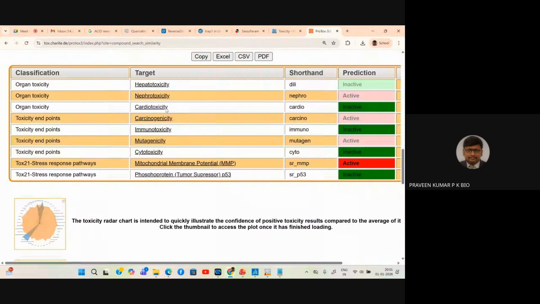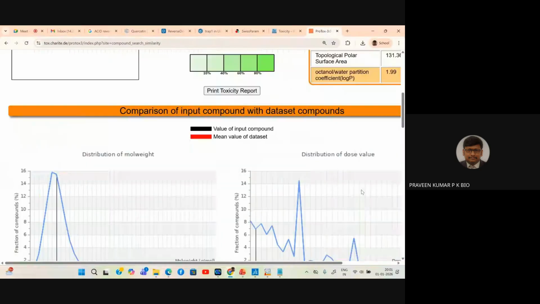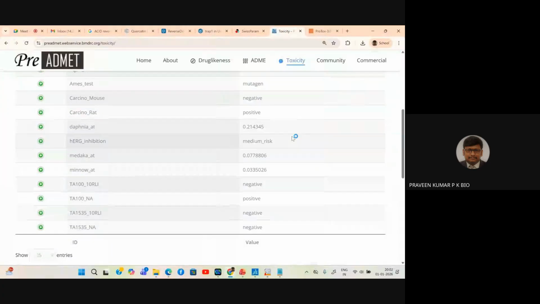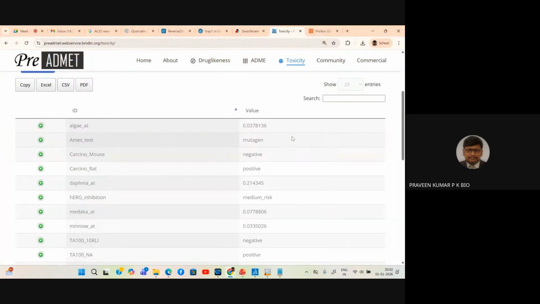But cardiotoxicity, no, nothing, nil effects. Carcinogenicity is there. We should not exceed the preferred dose. If we exceed, then it leads to carcinogenicity. Immunotoxicity, inactive. Like this, you can see about mitochondrial toxicity. It's going to target the mitochondria, the quercetin. So like this, you can find this information, and this is the pre-ADMET toxicity.